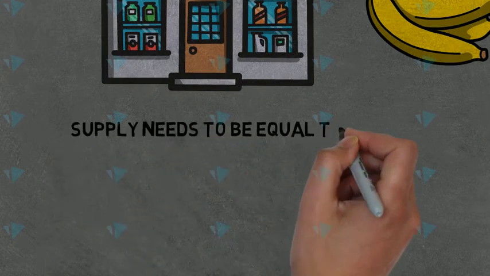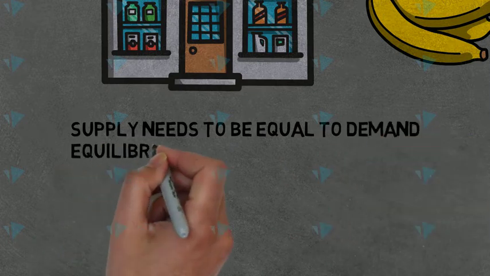Supply needs to be equal to demand. Equilibrium is key. Thank you very much.